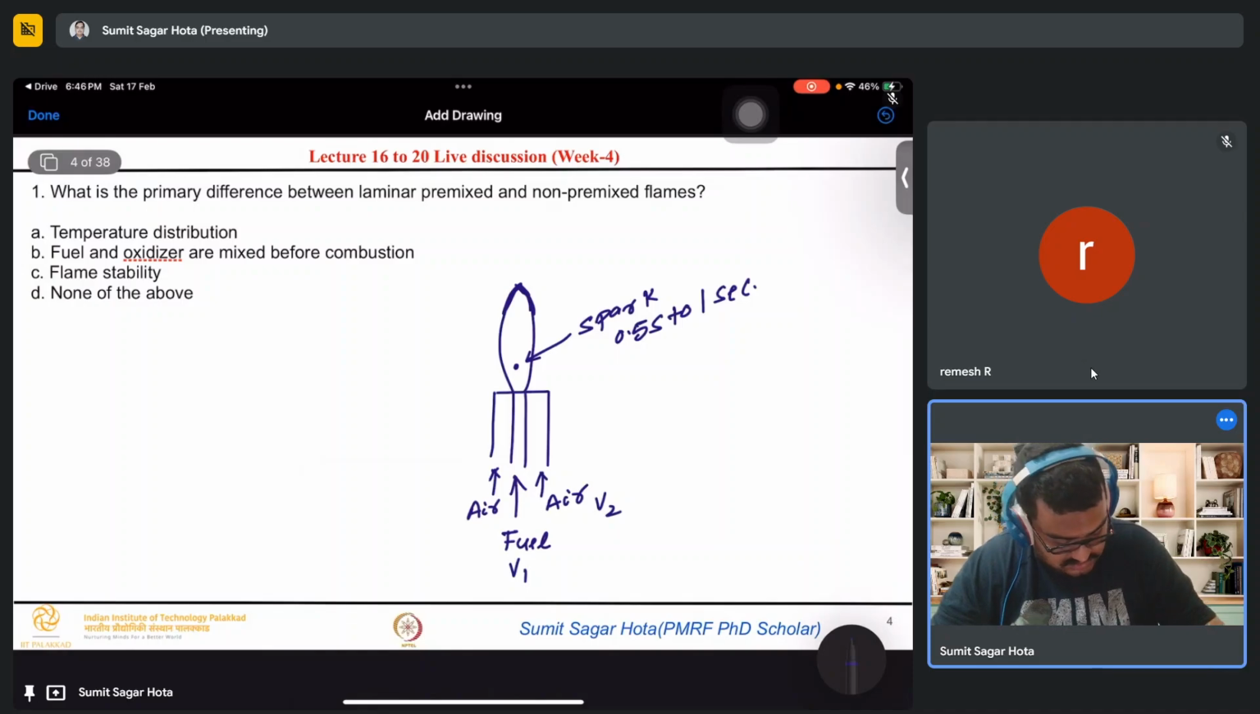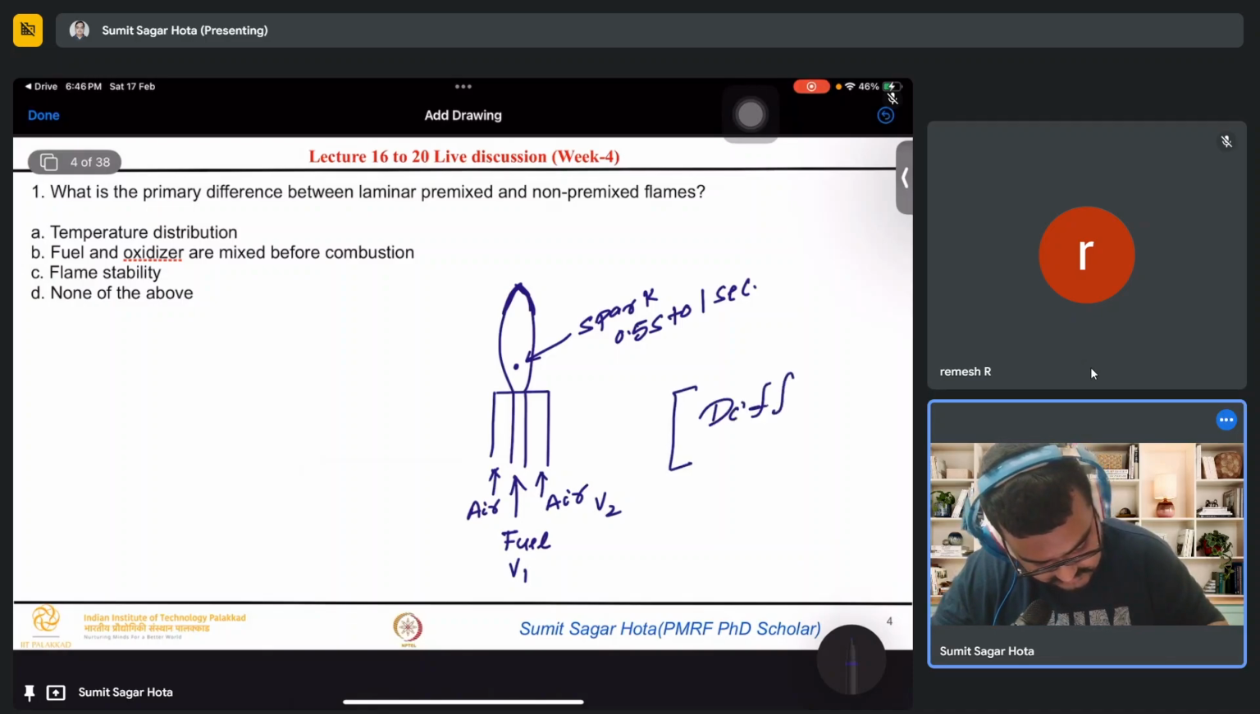Now what is going on is that air and fuel are not mixing together. Air and fuel are not directly mixing together. They mix at the point where the combustion is taking place. Now this is what is called your diffusion flame, or non-premixed flame.